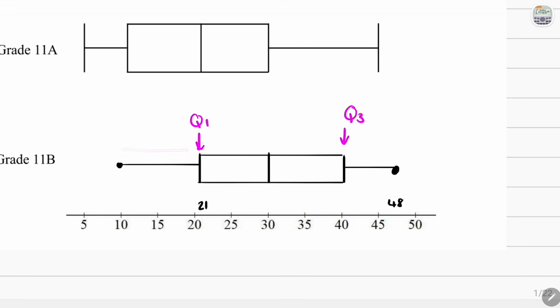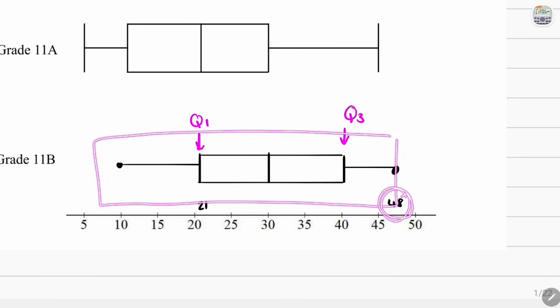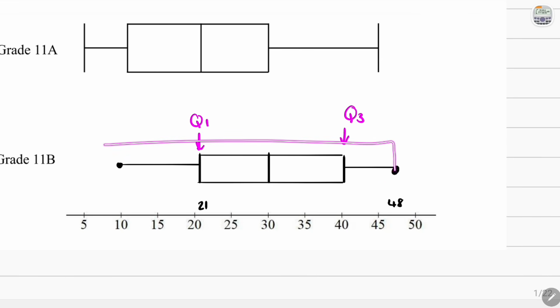From the minimum all the way to Q1, this would count as 25% of the class. So it means that 25% of the class scored a mark that was either equal to 21 out of 50 or less than 21 out of 50. And then 50% scored 30 or below 30. And then 75% scored 40 or below 40. And finally, 100% scored either 48 or lower than 48. So your data has been cut into 4 quarters, and each of them is 25%. So that's 25%, that's 25%, and that's 25%.